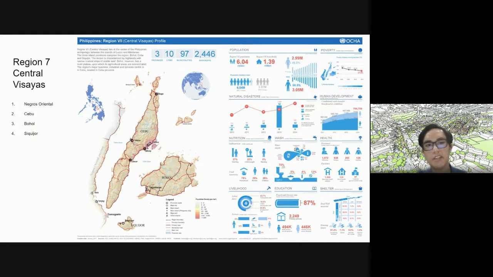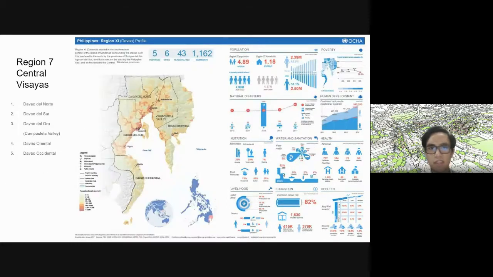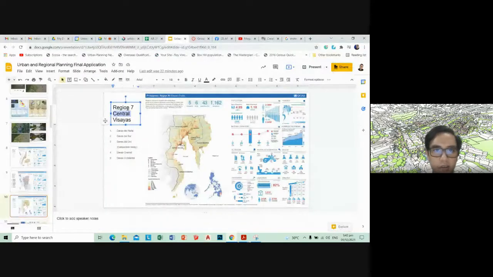So we don't have a definite number of how much access Filipino families have to water for washing. On the other hand, the access to toilets, I think, is a more accurate representation of how many people in NCR, for example, have access to toilets. Same thing here. Oh wait, I didn't change the name. It says Central Visayas. This is Region 9. No, 11. Sorry, Davao.